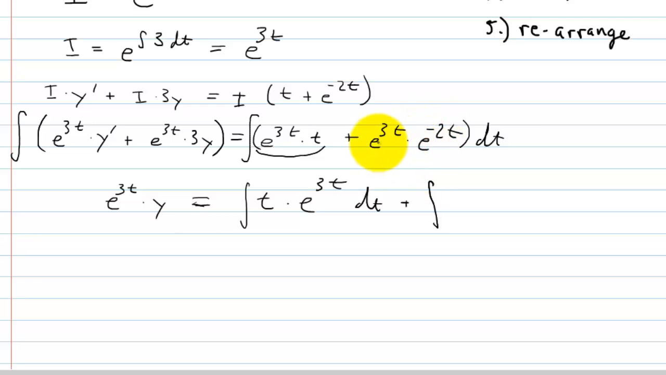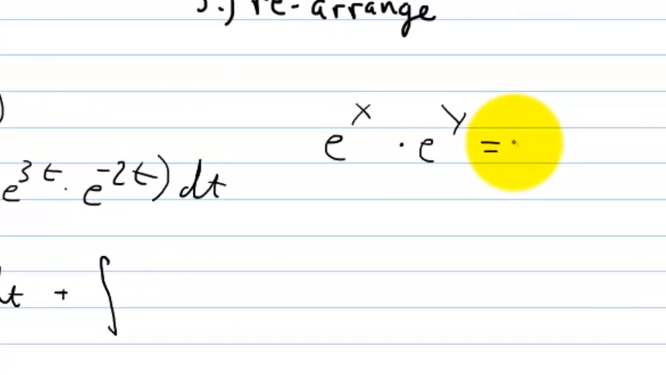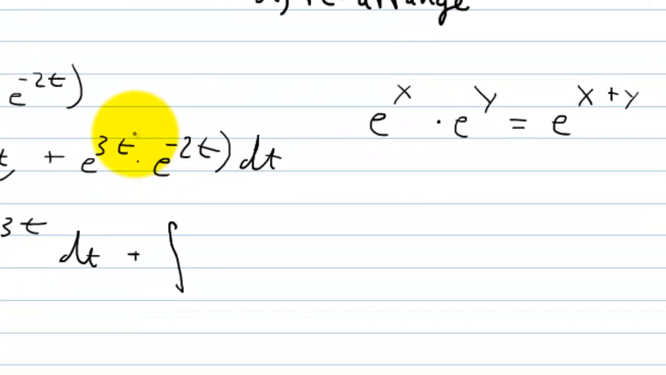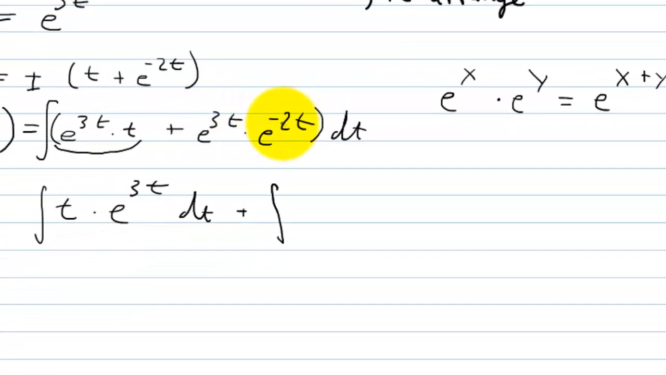Now here you have e to the 3t times e to the negative 2t. Now since these have a common base, you could just add the exponents. So what I mean is if you have e to the x times e to the y, that can be rewritten as e to the x plus y. You just add them. And in this case, since you have 3t and a negative 2t, you're just going to get t. So this is going to be e to the t dt.